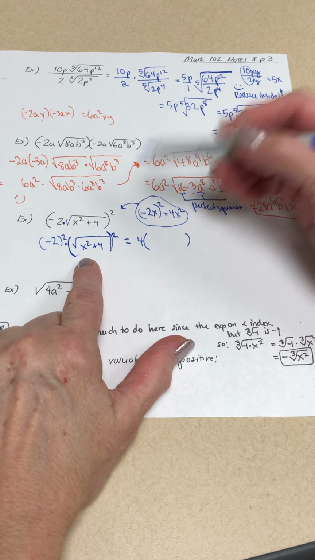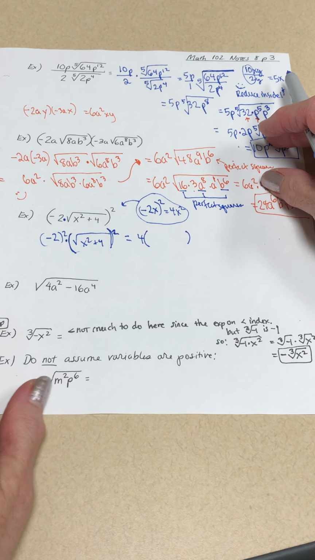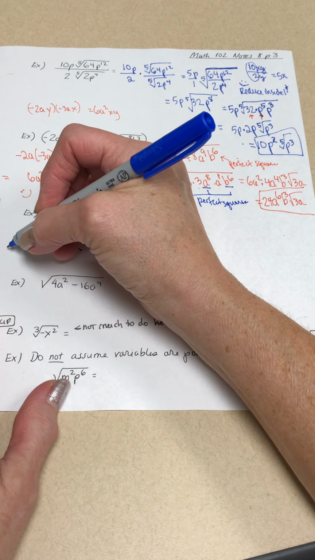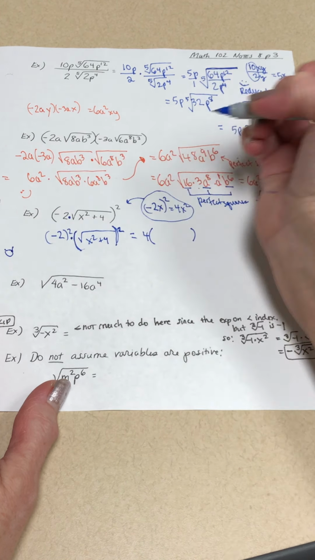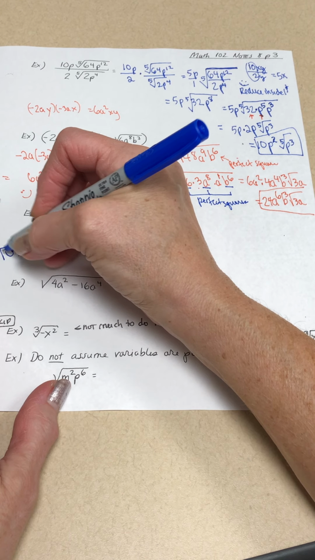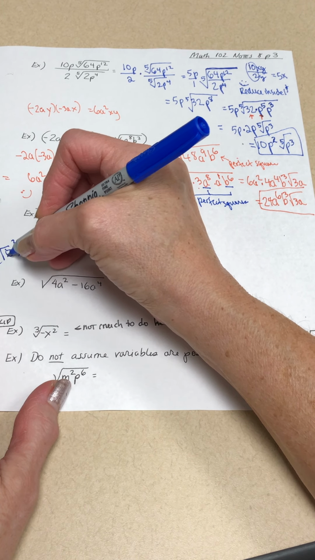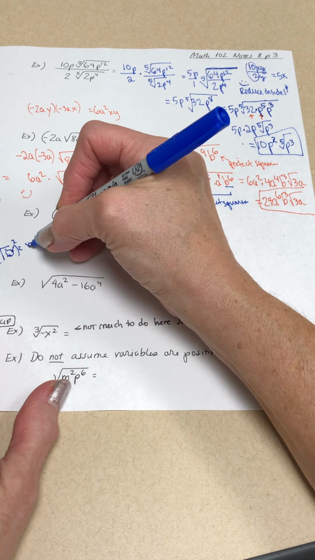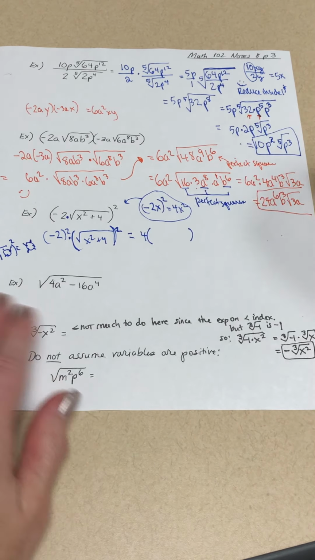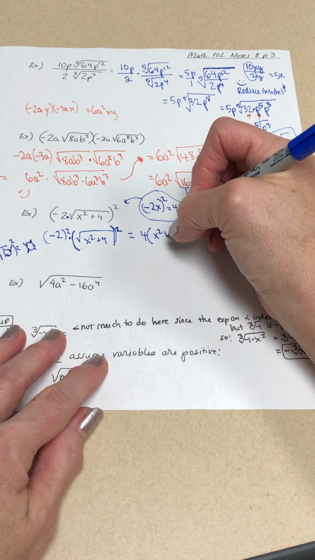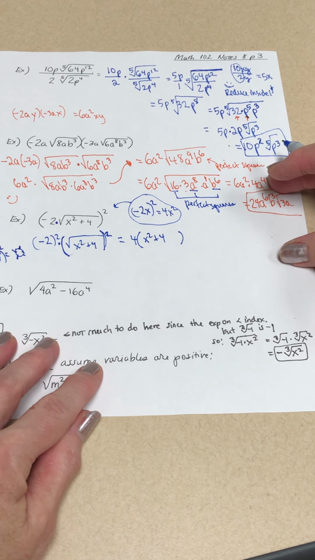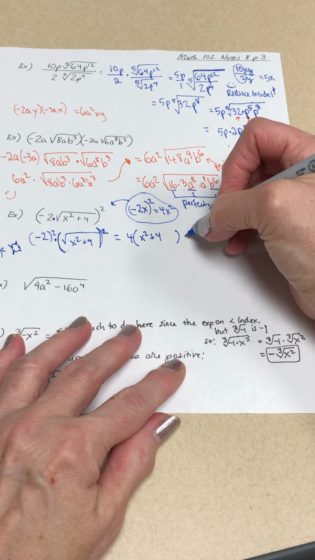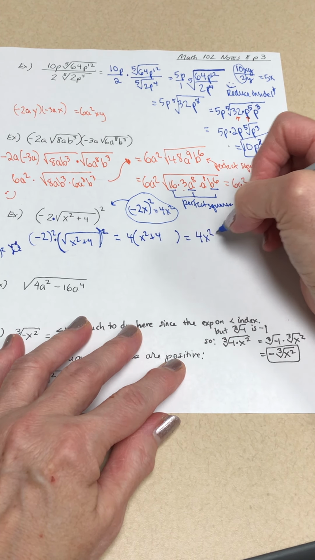So what's the square root of something squared? So remember, if you start with a kitty cat and you take the square root and you square it, you're just back to the kitty cat. Okay? So this would be back to x squared plus 4. And you could leave it that way, or you could distribute the 4.